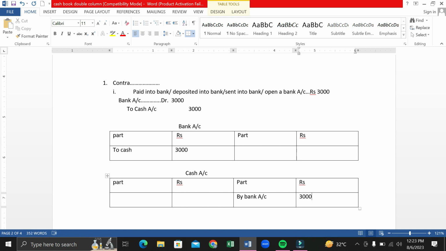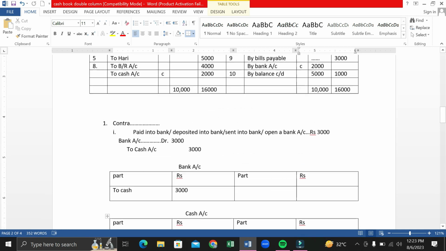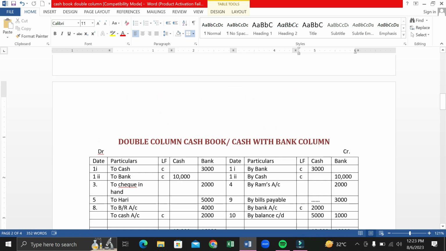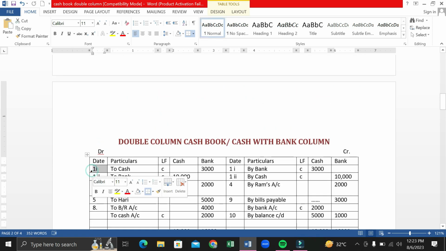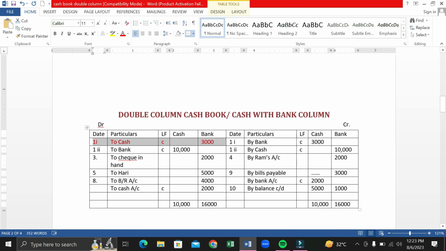Now, when we club these two different accounts into one particular book, that becomes your cash book with a cash and bank column. So just see here, we write 'To cash' and transfer the amount in the bank column. The same concept we will follow here. On the other hand, in the cash account side, we will write 'By bank account' and the amount will be transferred in the cash column.